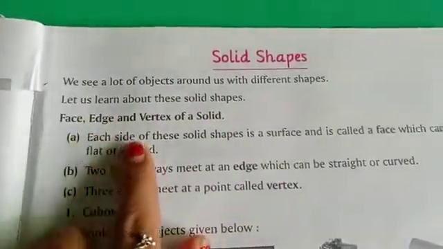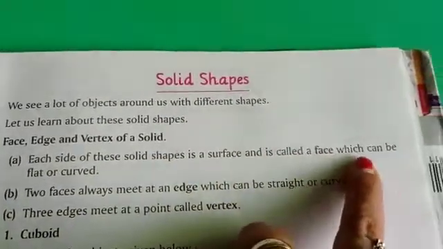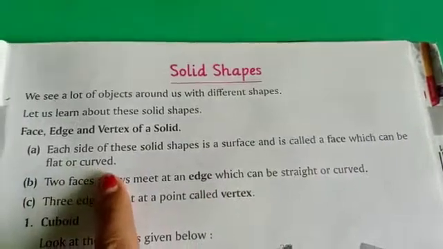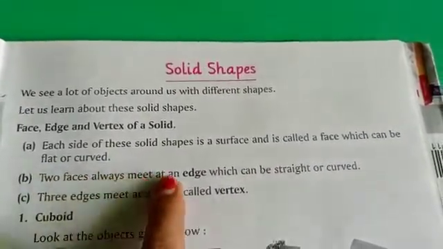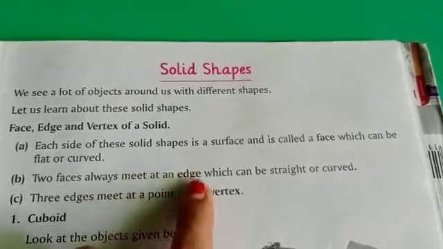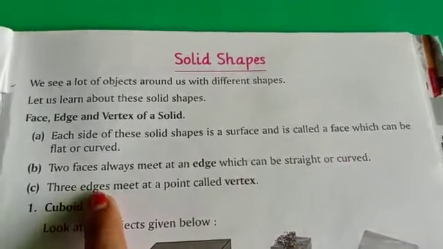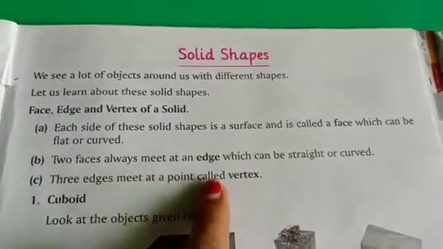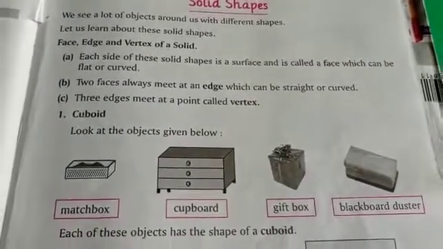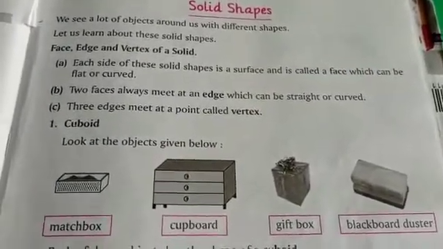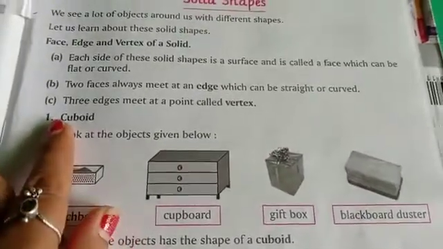A. Each side of this solid shape is a surface and it's called a face, which can be flat or curved. B. Two faces always meet at an edge, which can be straight or curved. These edges meet at a point called a vertex. So here I will show you all the examples, and afterwards I will show you the curved shapes, what we will say for vertex and faces.